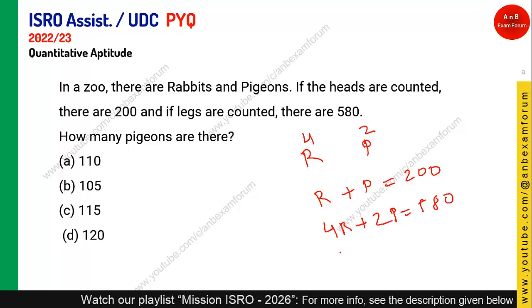Again, simple equations, two variables. If you solve it, you will get 2R is equal to 180 and R becomes 90, and if R is 90, the P is 180. Okay, 110, sorry, P is 110. Why? Because 200 minus 90 is 110. So option A is the right answer.